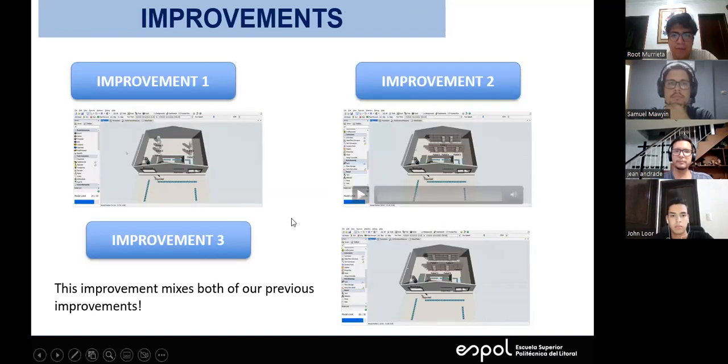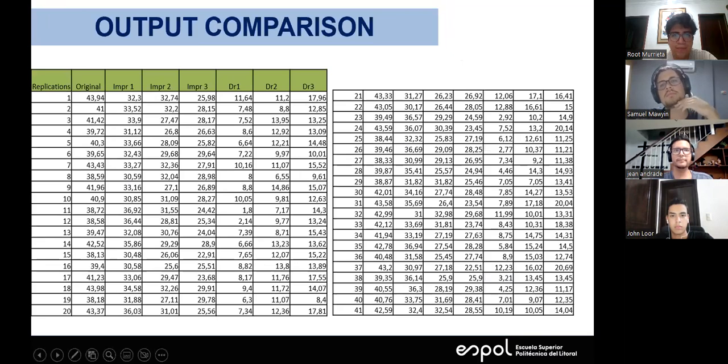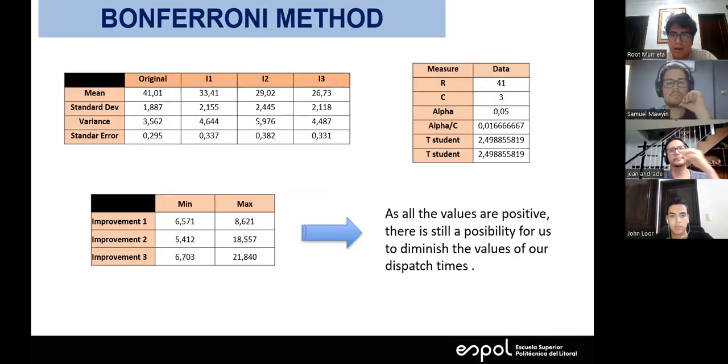These are the improvements. Improvement number 1 is the 5S. Improvement number 2 is the implementation of racks, and improvement number 3 is a mix of both 5S and racks. As I said, we will need 41 replications. Here we can see them. And we will go on with the bootstrapping method. Finally, we get to see the mean, the standard deviation, variance, the error, and the minimum and maximum values. As all values are positive, we know that we have a possibility to diminish the dispatch time values.